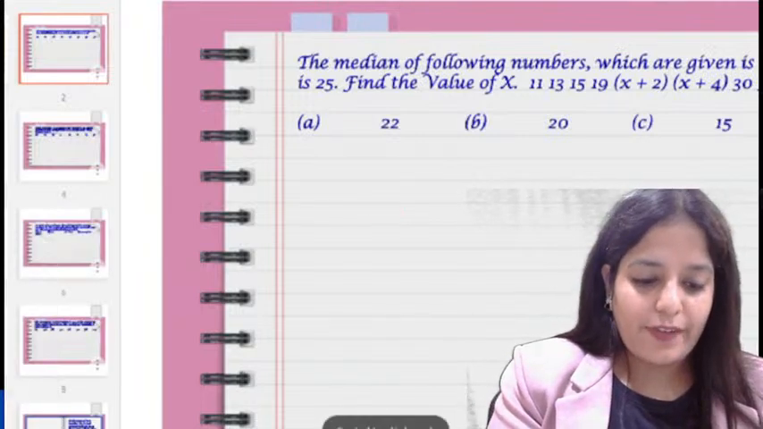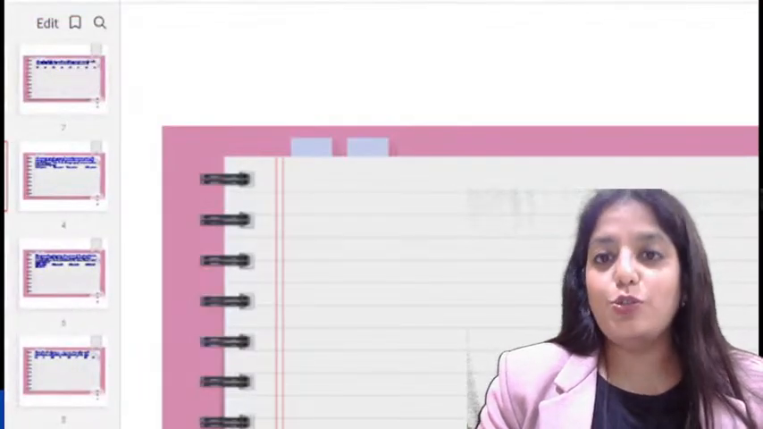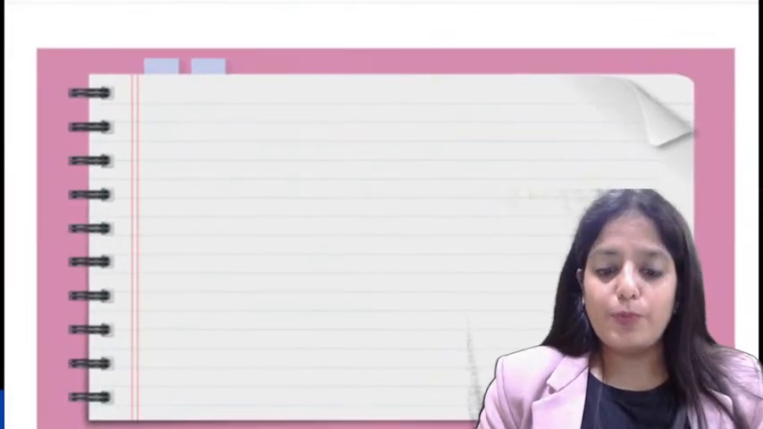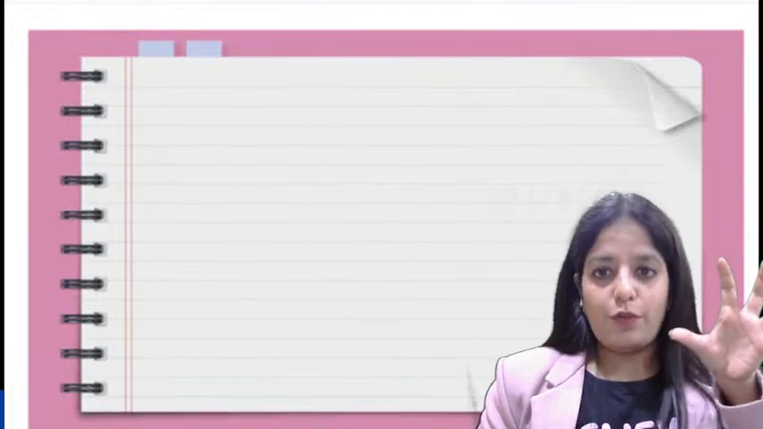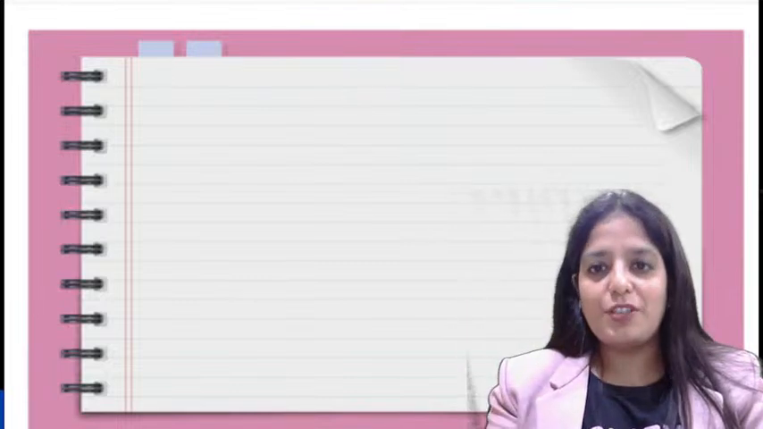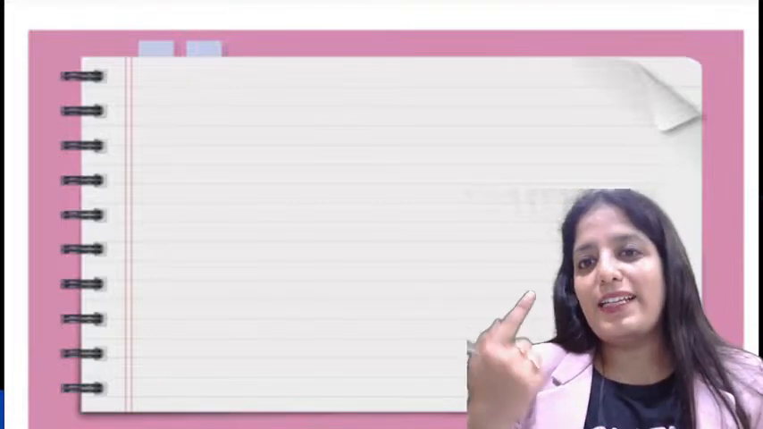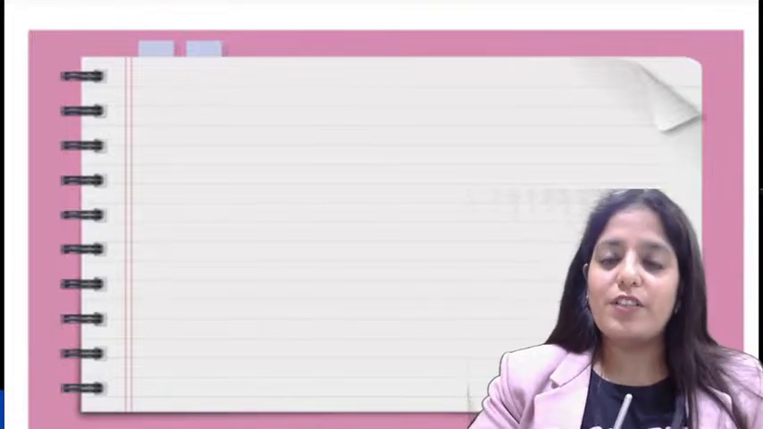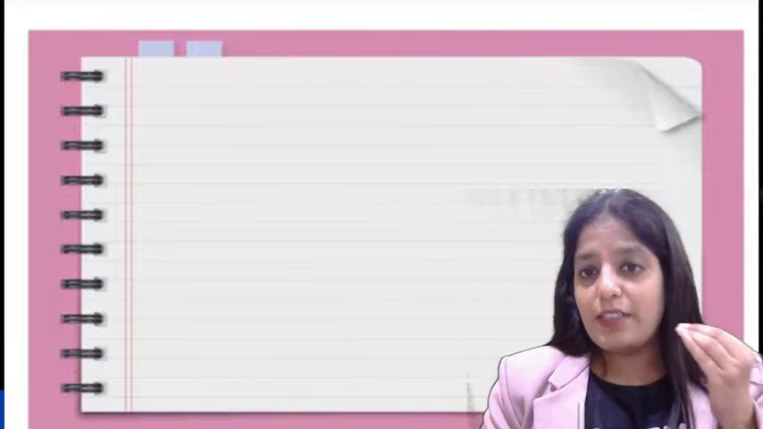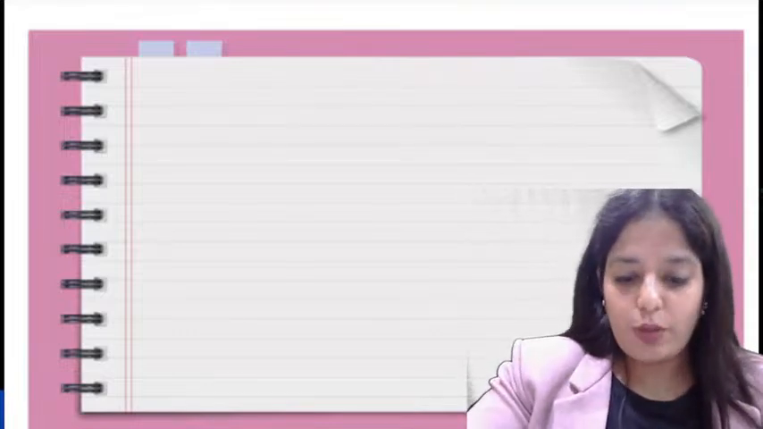In childhood, I remember our teacher used to make us learn two big formulas: if the number of terms in the question is odd, use this formula; if the number of terms is even, use that formula. But I prefer using a single formula, whether the number of observations is odd or even. Using that single formula, we can solve the question of median very quickly. So what's that single formula?